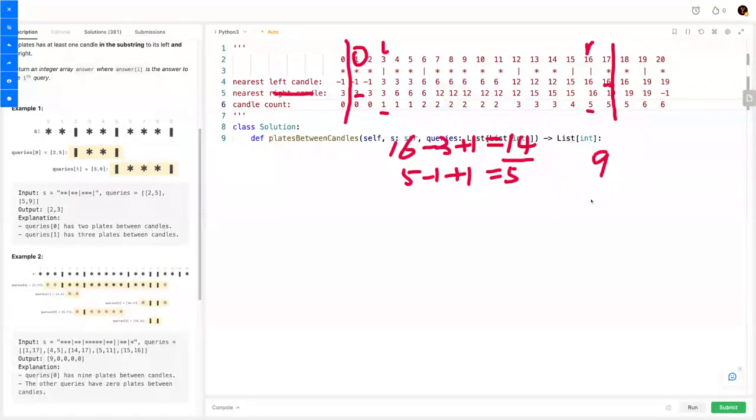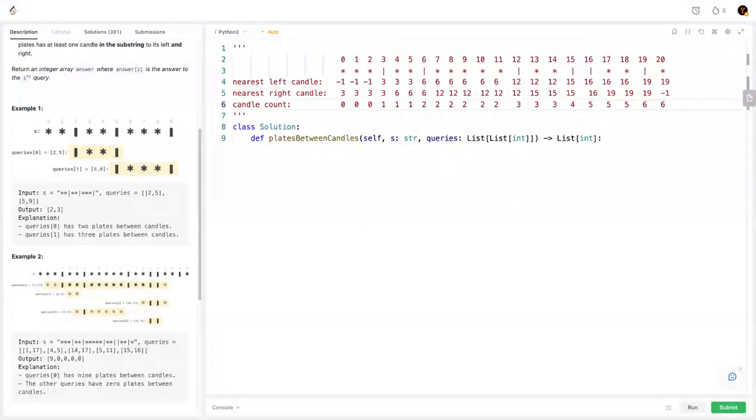So this is the number of plates we have for this range. So basically, we can generate these three arrays, and then for each range, we can just use the algorithm I just described above to find the total number of plates within the range. So yeah, let's try to code it out.